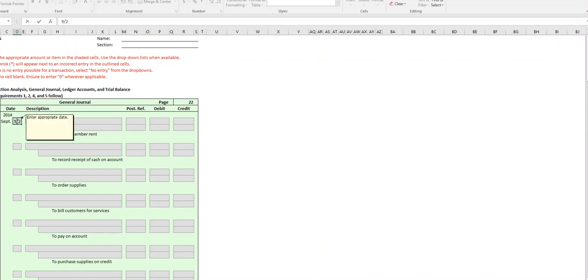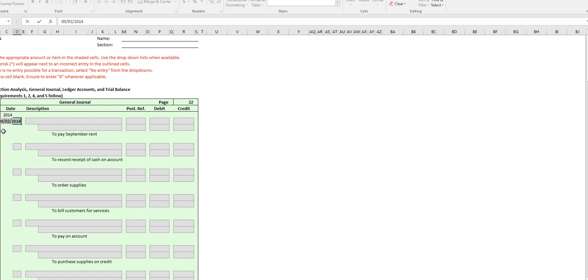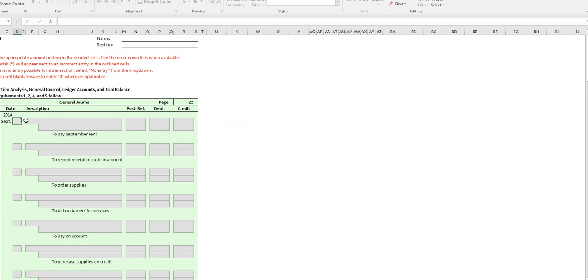Apparently that's not the date that they want me to put in. Let's see if it's 09/02/2014. What date do they want me to put in here? Well, I'm not picky about the date, so enter appropriate date. Oh, it already has September in there, so we just need to put the date, 2. We just put a 2 in there. There we go. So you see how that kind of helps?